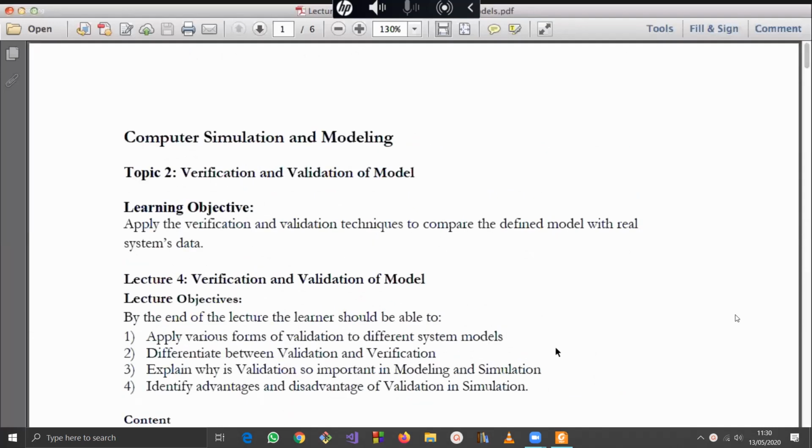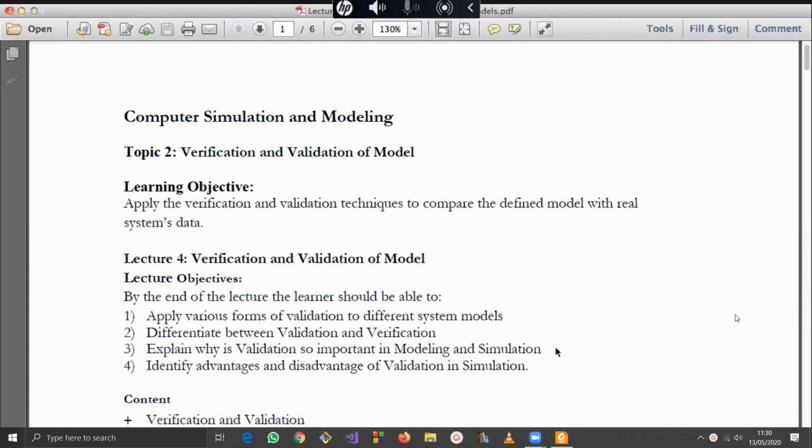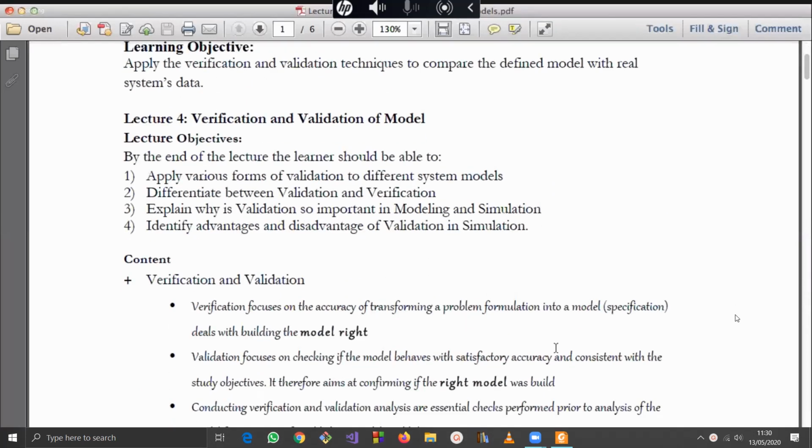and validation of the model. We gave a distinction between verification and validation. We said verification is focused more on model is right, how you build the model. In other words, are you building the model in the correct way? So basically, how you build the model.